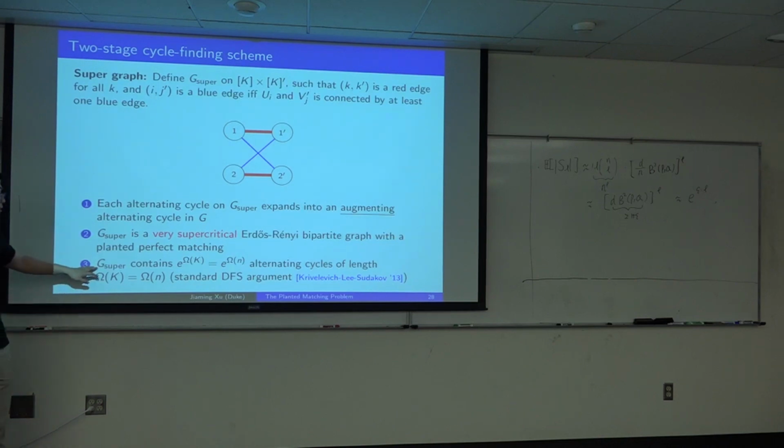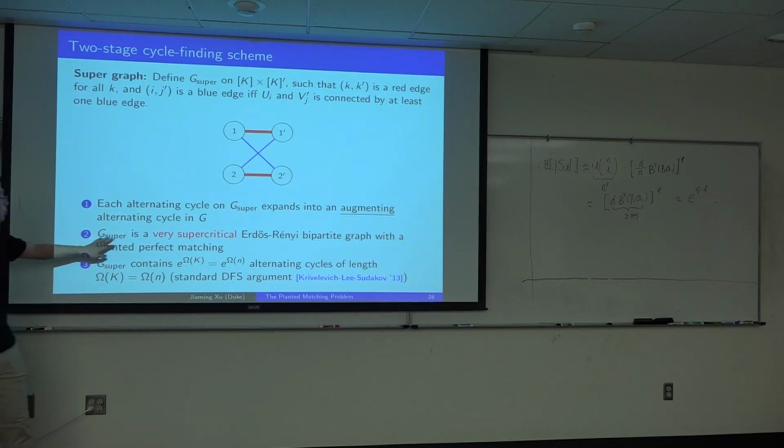Okay, so in the third step, we're going to show that this supergraph will contain many, actually exponentially many alternating cycles of length on the order of n. This is basically some standard depth first search argument. Because the average degree of this graph is so high, you can use some greedy methods, starting from one node, looking at it and pass, and then just continue in this fashion. Then you can find many long alternating cycles in the supergraph.